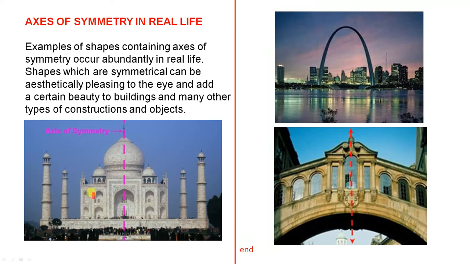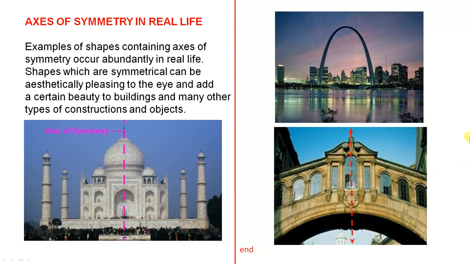So if we look at this building here, if you look at this line there, that axis, it generally will divide that building into two equal halves. So we can call that an axis of symmetry in the main. Here we have this beautiful arch here, and if you go straight down the centre, that will give you an axis of symmetry. And here we have this construction. If you go down the centre, that will also be an axis of symmetry.